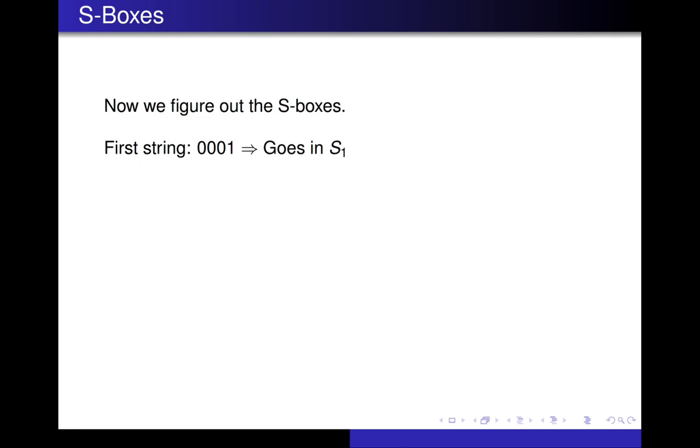Right, so that one's going to go, first of all, into S1. Secondly, I'm going to take that 0001 and split it into the 0 that's on the very left, and then the 001, which is to the right of that. So I'm just going to split off the first one. Now that 0 tells us what row we're going to be in. So we're going to be in row 0. And the column tells us we're going to be in column 001.